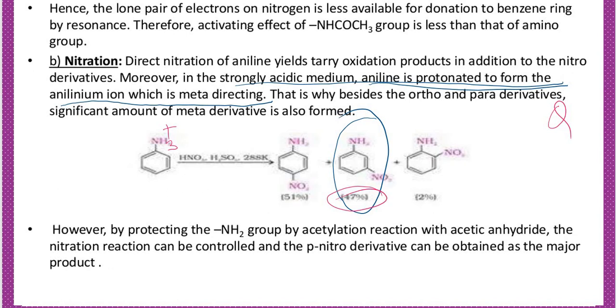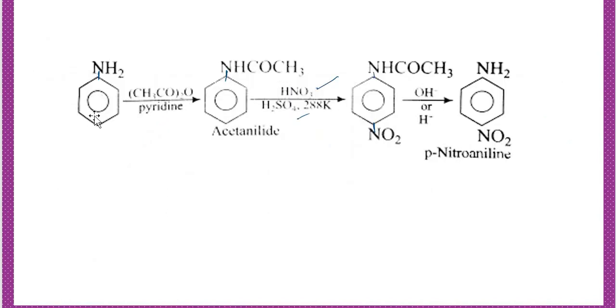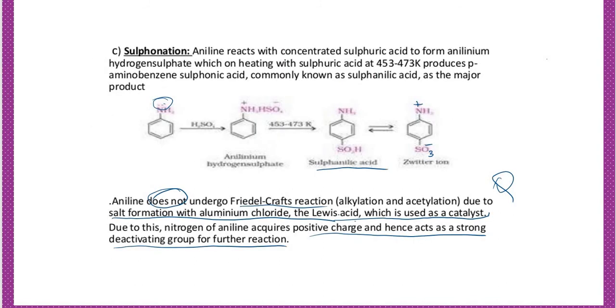Now again, if I want to make a mono product, I don't want meta or anything else. So what I'll do is the same thing. I'll do acylation first, then nitration. I'll get a para product and then I'll remove this acyl group by adding H+ or OH-. So we are decreasing the activity by acylation to get the mono product.